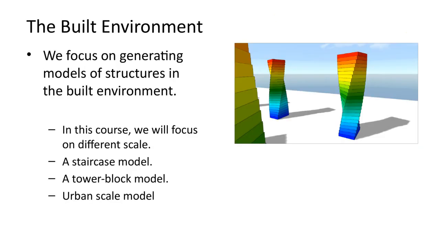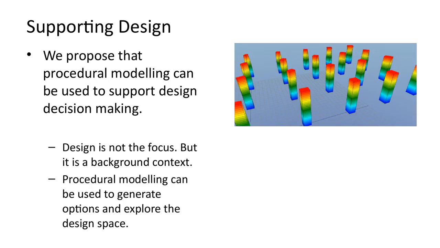First, the modeling that we do in this course will focus on man-made structures in the built environment. We will work at a number of different scales. We will start from the building scale, then later to larger urban scale. Second, an underlying idea in this course is that procedural modeling can be used to support design decision-making. The ability to quickly generate design options and variants allows for a different type of design exploration.